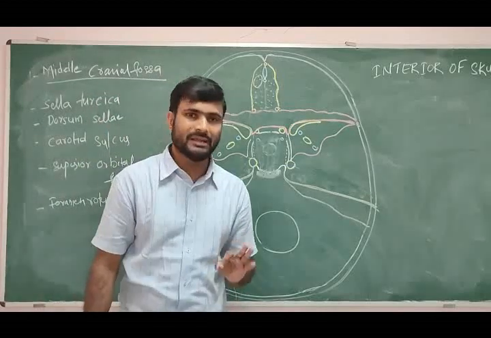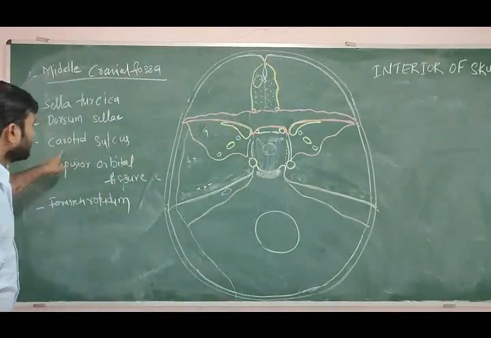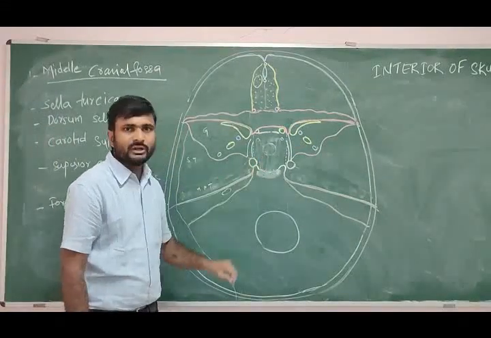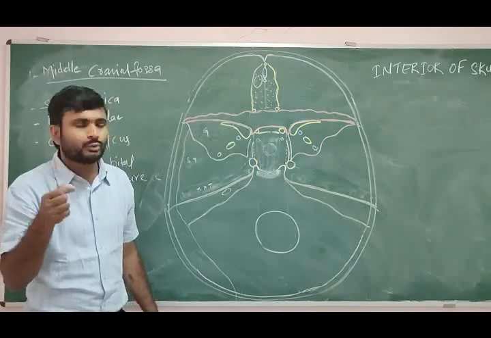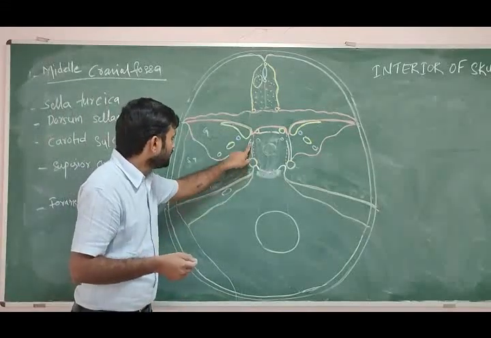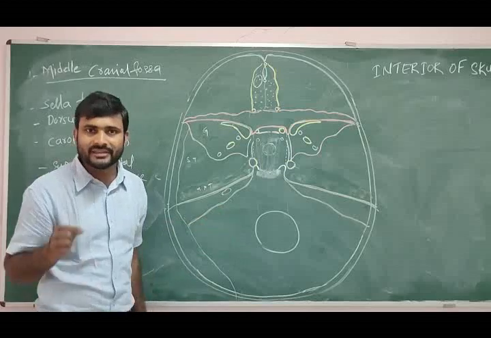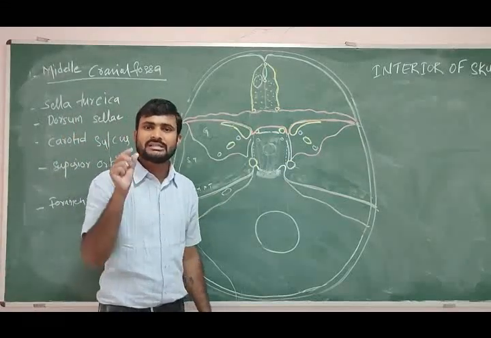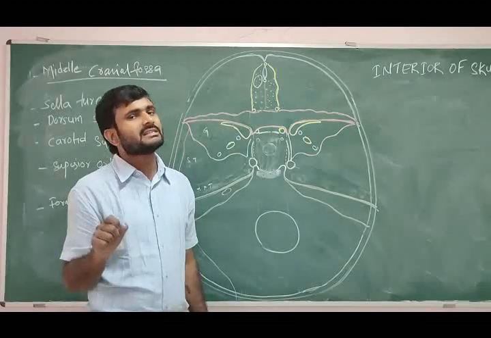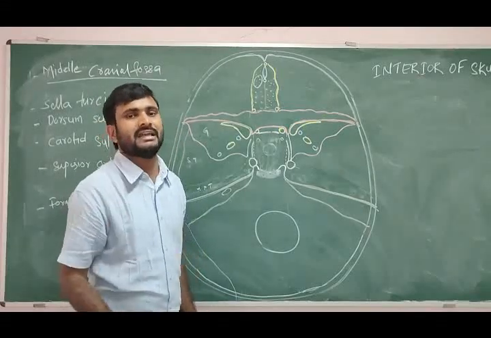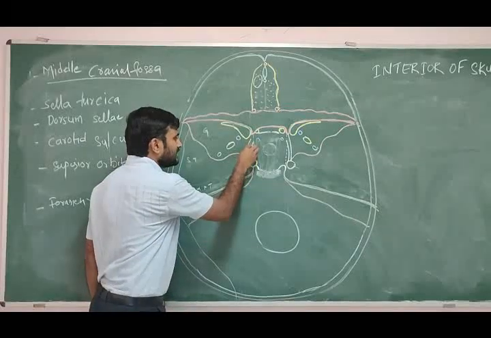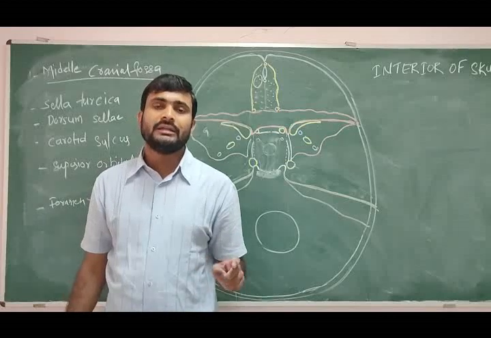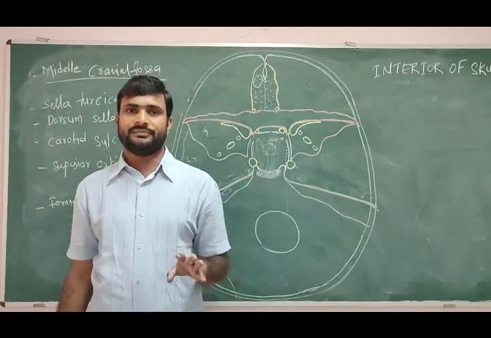the tentorium cerebelli. Next comes the carotid sulcus. Just lateral to the body of this sphenoid bone, we have one more groove. See, this is the groove. This groove is called the carotid sulcus. In this carotid sulcus, one sinus is present. That sinus is called the cavernous sinus. Along with it, one artery is present here. That artery is the third part of the internal carotid artery.